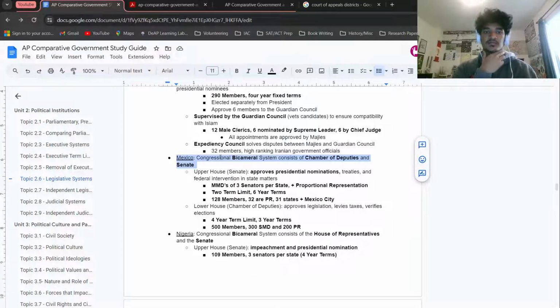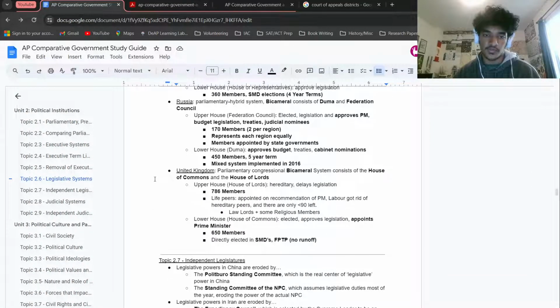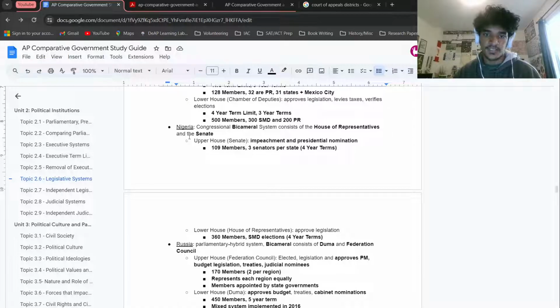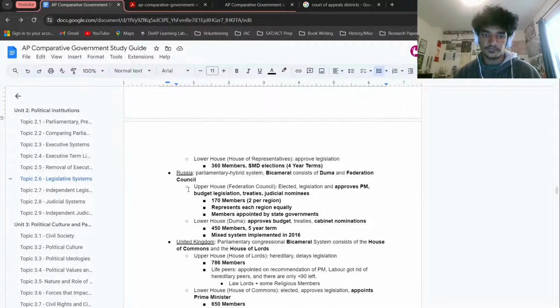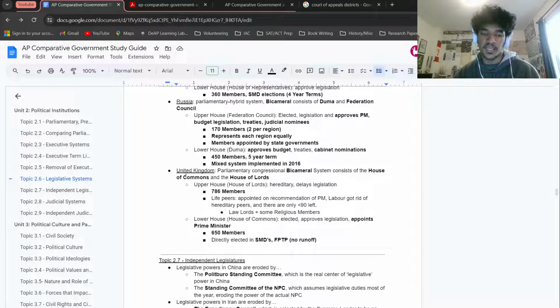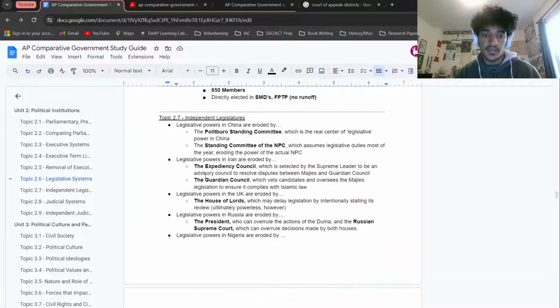And then Mexico. You've got your upper house, more powerful than your lower house, and the upper house does approve presidential nominations. I think you should know which one does which. Most of the time it is the Senate, so it is safe to assume that it's the Senate for all countries. Same thing in Nigeria, bicameral. Russia, bicameral, nothing really special here except for the Federation Council, which is appointed. And UK, you've got your irrelevant House of Lords and your relevant House of Commons.